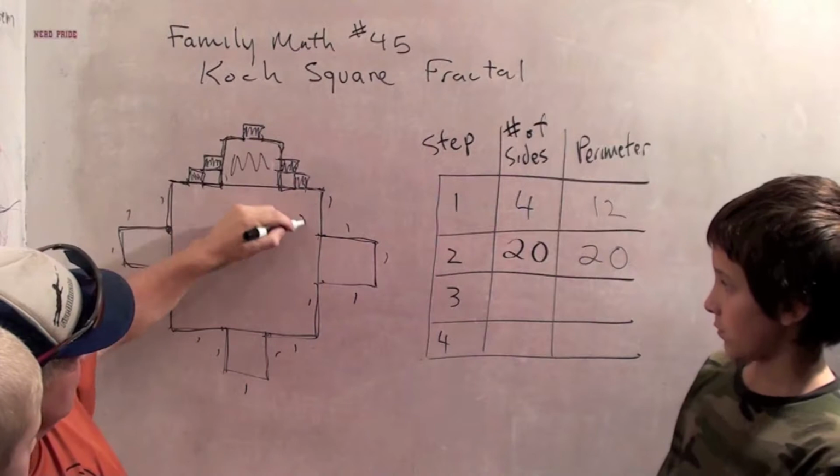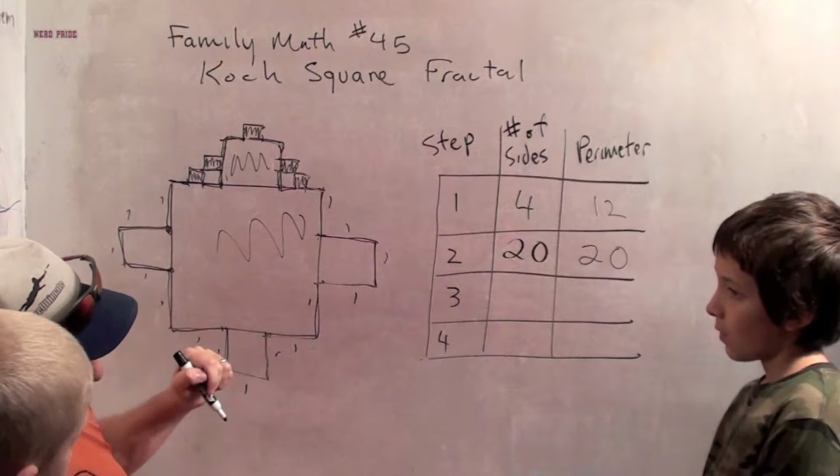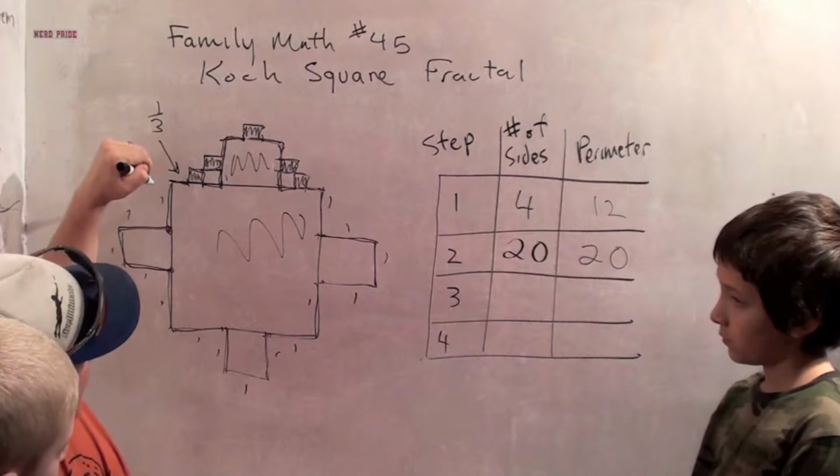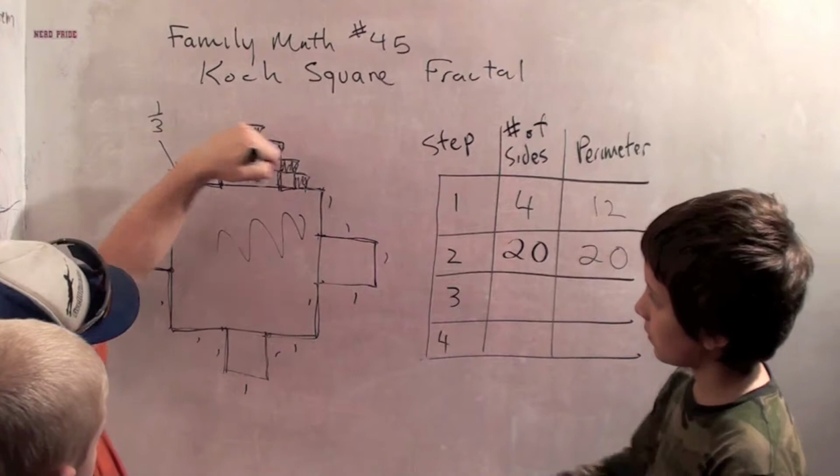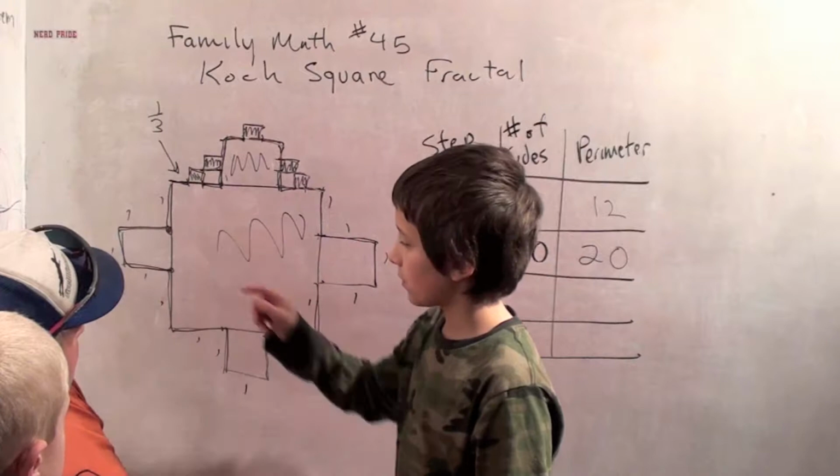Now, I chop these into thirds, so how long is each one now? One-third. Each one of these sides is one-third everywhere. And how many new one-third sides do I have on the top here? 1, 2, 3. Whoa, careful. Count. Where's the beginning side? The beginning side is here.